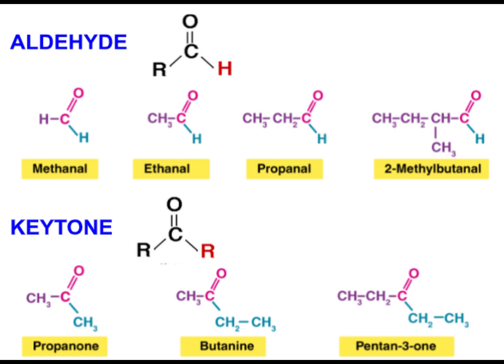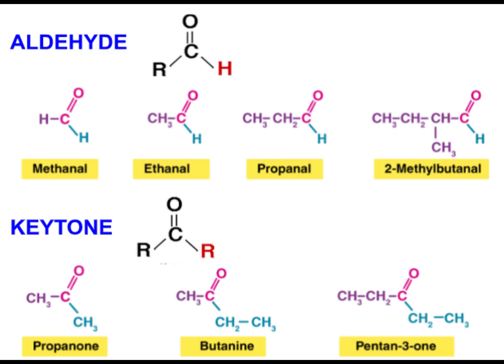Let's start with aldehydes. An aldehyde is defined as a compound that contains a carbonyl group located at the end of the carbon chain. On the screen, you can see some examples of aldehydes: methanal, which is the simplest aldehyde; ethanal, also known as acetaldehyde; and propanal, which has a 3-carbon chain. Lastly, we have 2-methylbutanal, which illustrates how branching can occur in aldehyde structures.